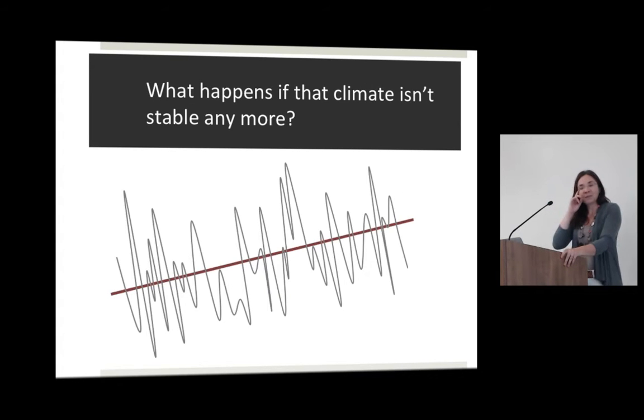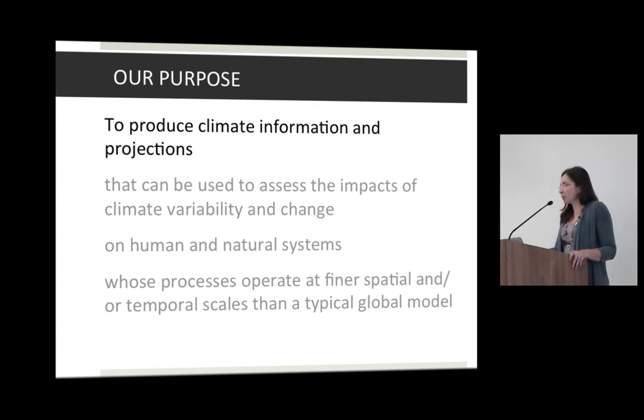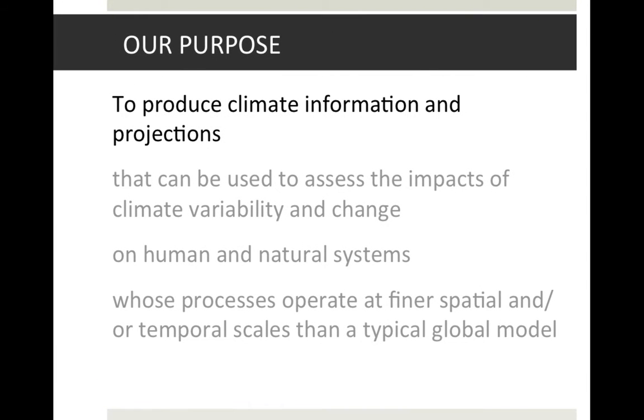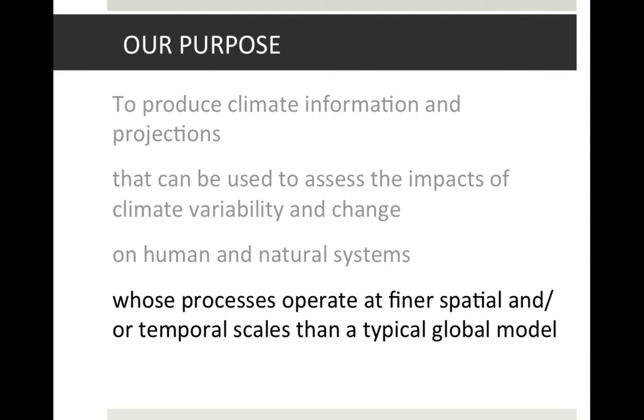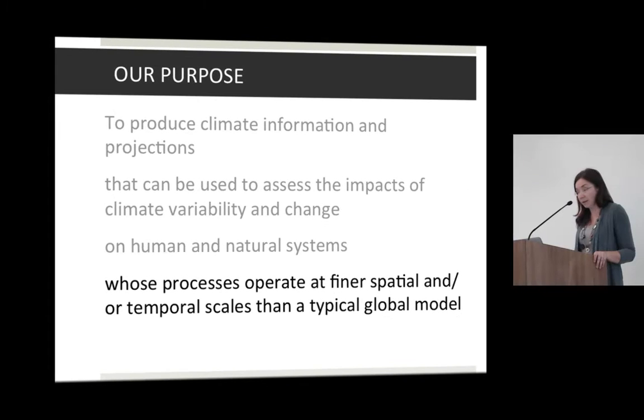So what is our goal? Our goal, when we're looking at producing high-resolution climate projections, is to give people information. We want this to be useful information that we can use to assess the impacts of climate variability and change. We want to look at human and natural systems both, especially those whose processes operate at a finer spatial and sometimes temporal scale than the global climate models. That's our goal here.